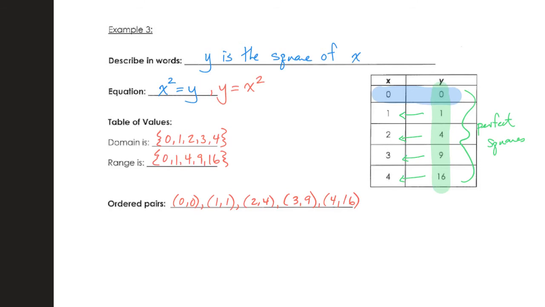Okay, there we go. So as we work our way through those, we need to have the ability to break down every relation into words, into algebra, into a table with domain and range, and a set of ordered pairs. Okay, let's jump into something a little bit different now.